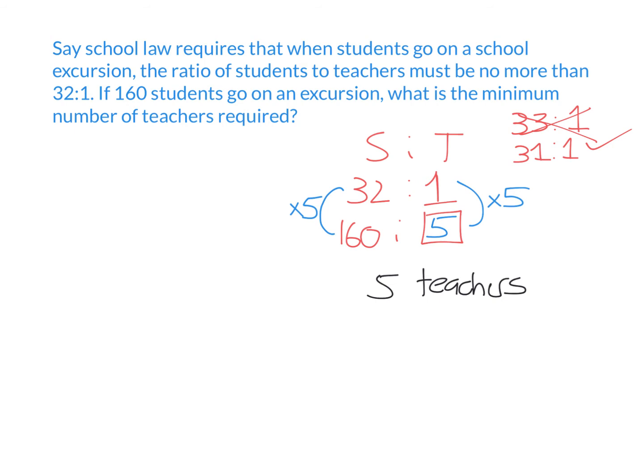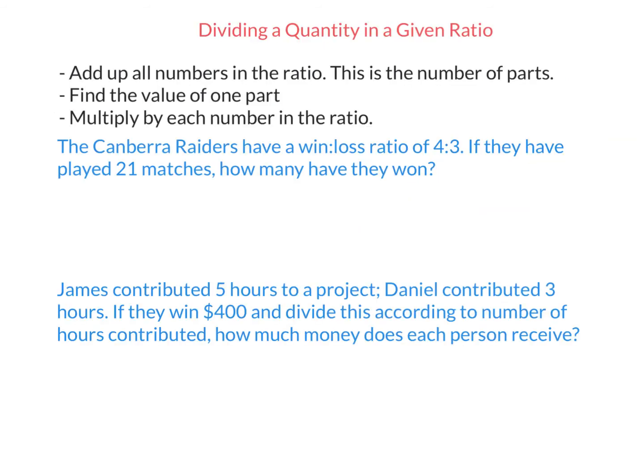All right, let's now look at dividing quantities in a ratio. When you're given a quantity and you want to divide in a given ratio, follow these 3 steps. First, find the number of parts, which you do by adding up all the numbers in the ratio. Secondly, find the value of one part. And third, multiply it by each number in the ratio. Probably doesn't make a lot of sense.